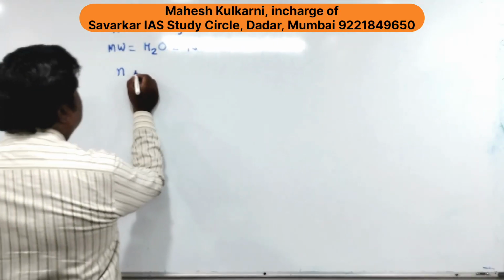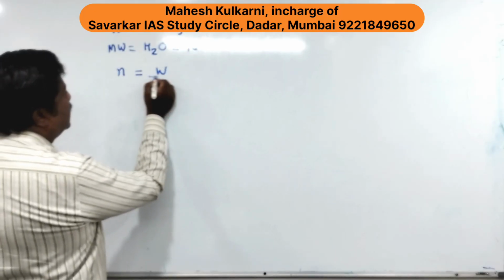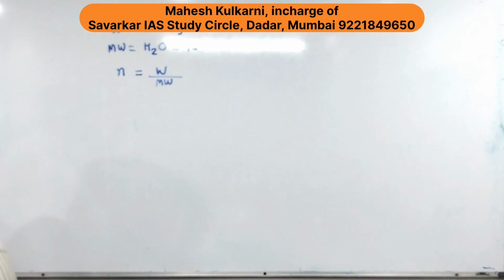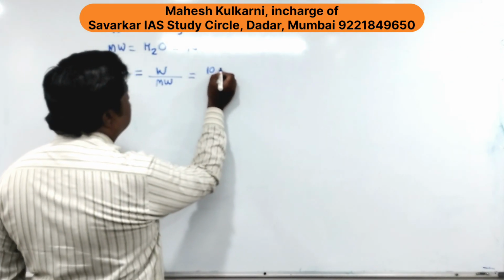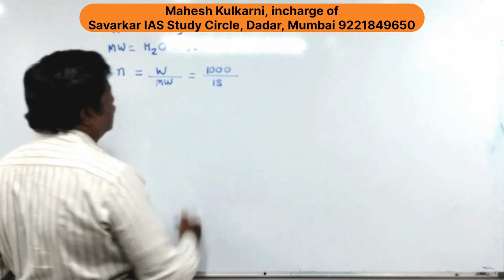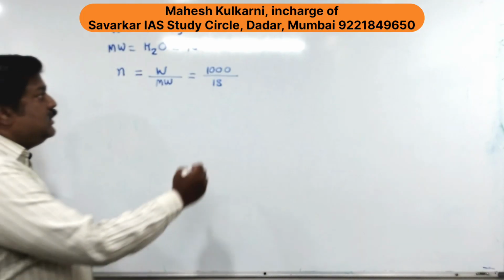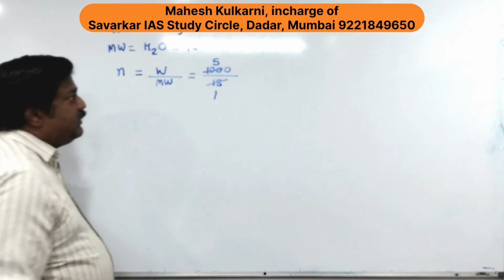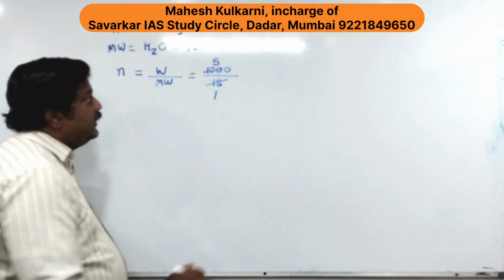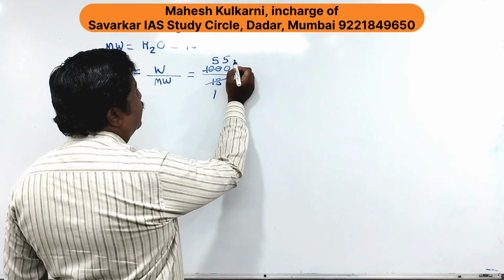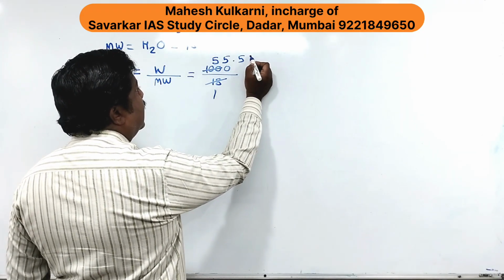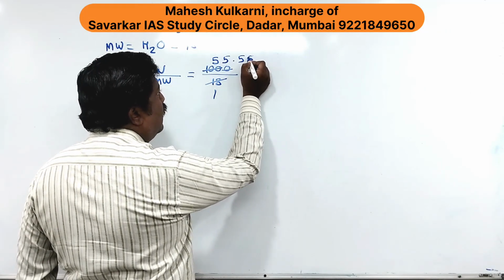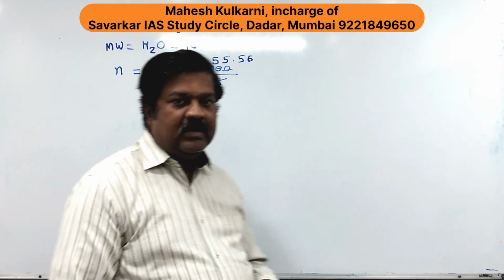How to find out the number of moles? Number of moles equals W, that is the given weight, upon the molecular weight of the substance. So it's 1000 upon 18. You are aware of the table of 18, so I can go straightaway this way. 18 ones are 18, 18 fives are 90. Carry forward 10. Again 100, so 55. Again carry forward 5. And like that you can go on recurring 555. So I must round up here 5 to 6.